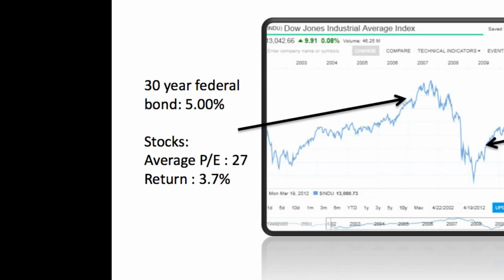So looking at the bond, a federal bond, which we've already established is almost a zero risk investment, and it's making 5%, and if you would go and invest in the Dow Jones Industrial Average and your PE is at 27 and you can only expect a 3.7% return, it's pretty obvious which investment here is the better choice. And that's that the bond is, because you'd be making 5% as opposed to 3.7%.